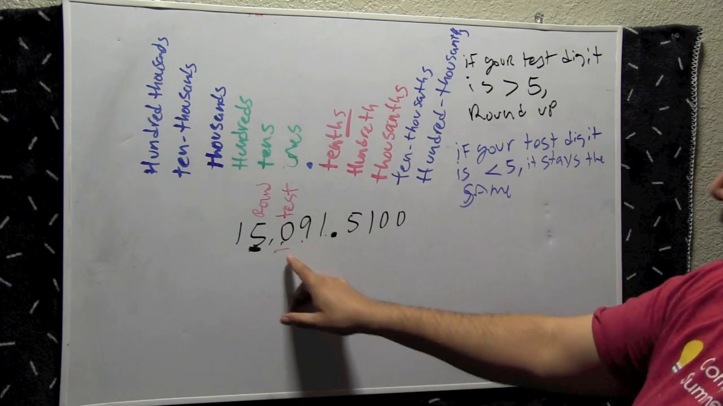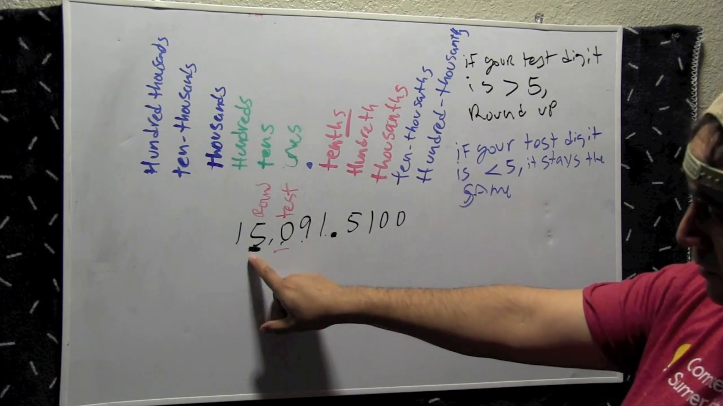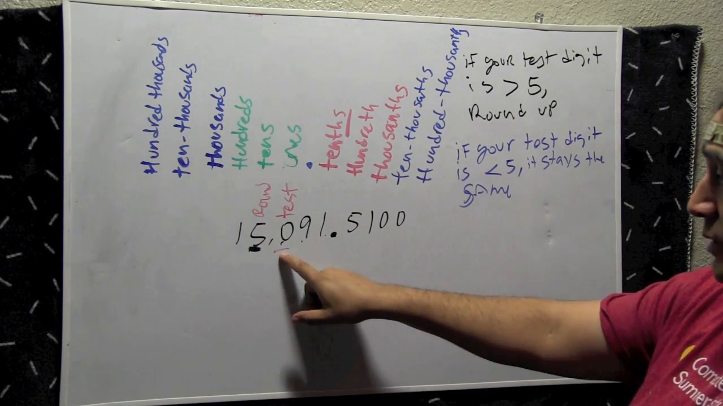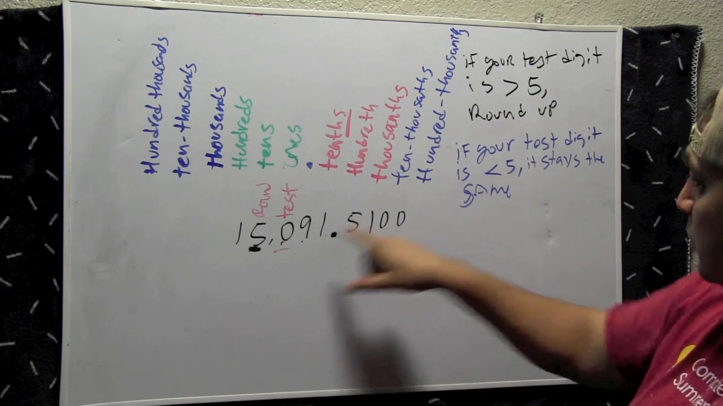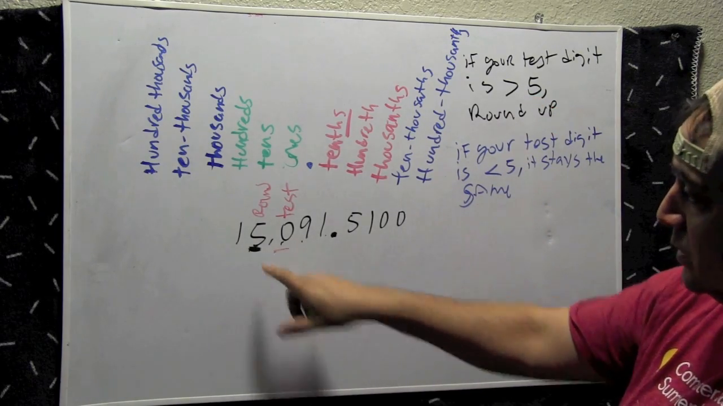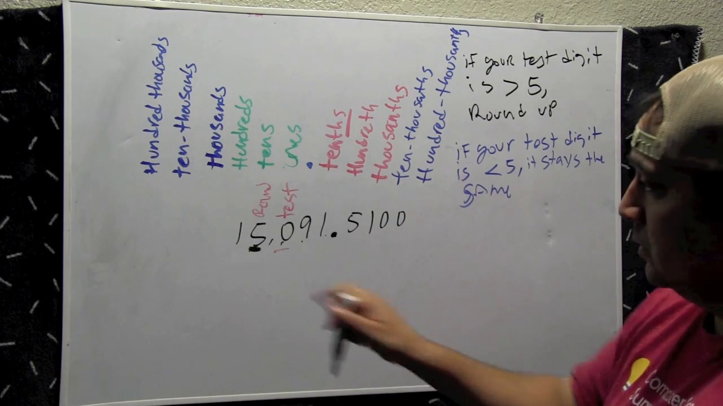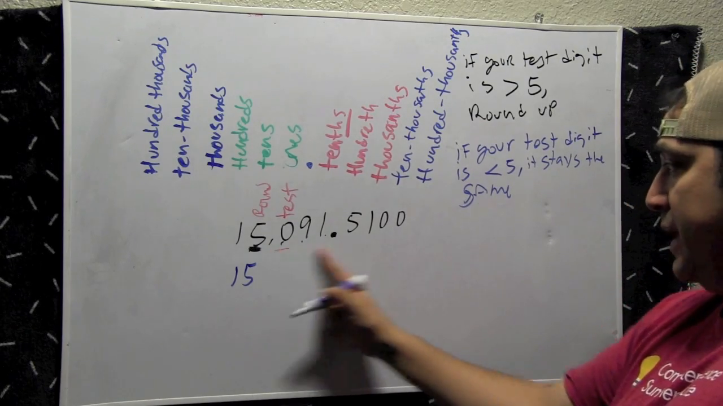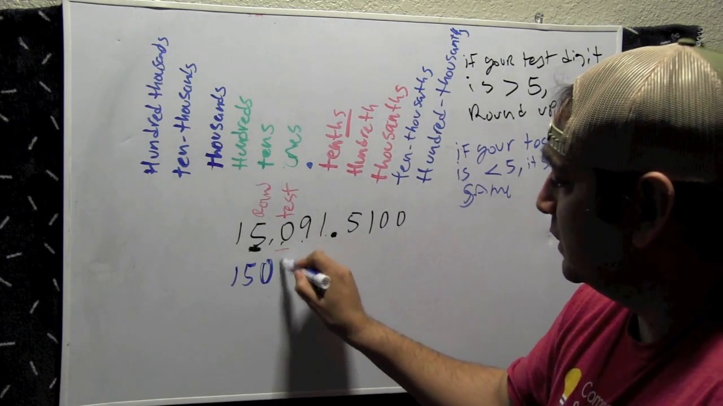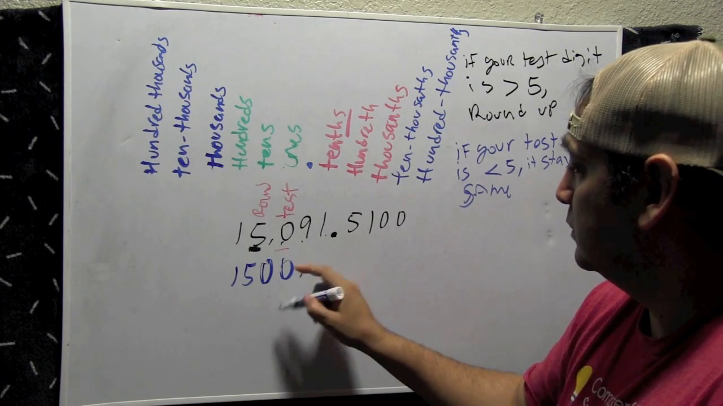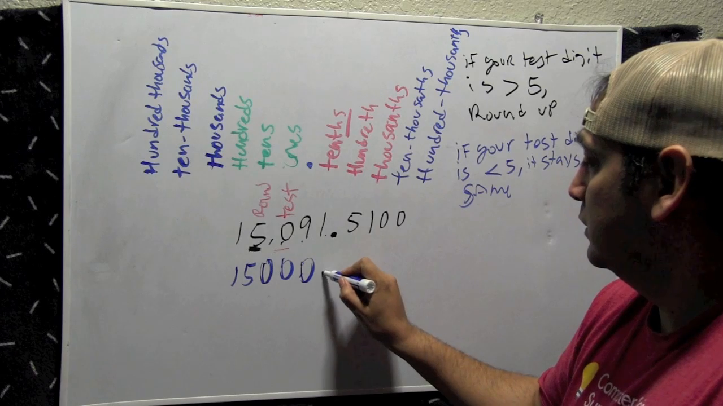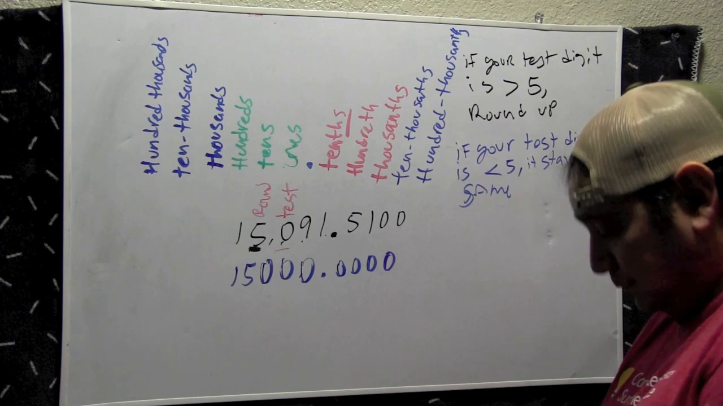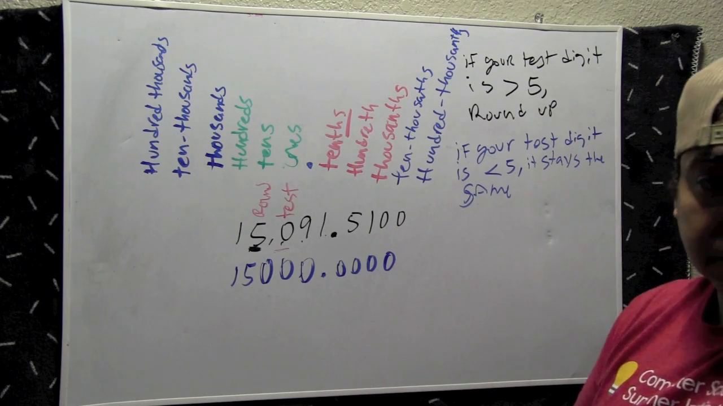So for example, right here, we want to round to the nearest, what do we say? Thousands. Look at our test digit. Is it greater than 5? No. So it's less than 5. So this number stays the same. So it's 15, and the rest from these back here turn to zeros. So it's 15,000. Oops. Yeah, 15,000 dot 0, 0, 0, 0. Okay, so that's the first part.